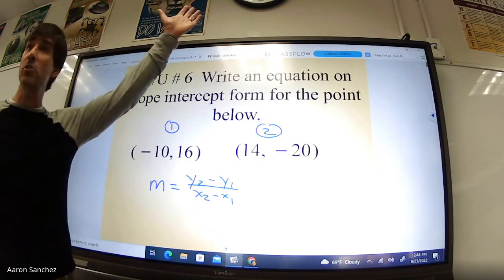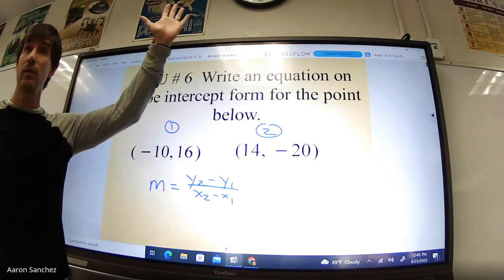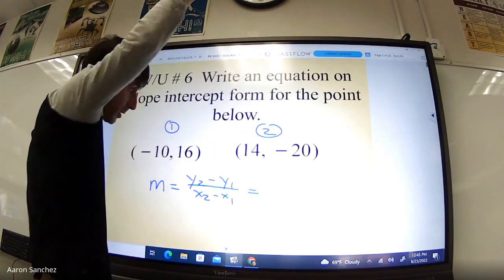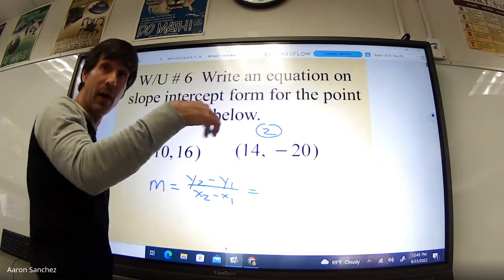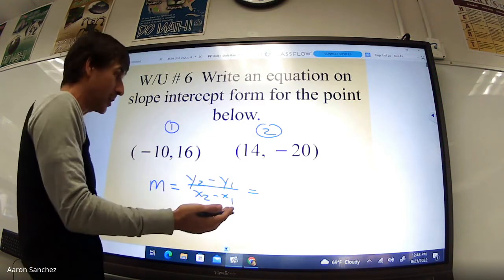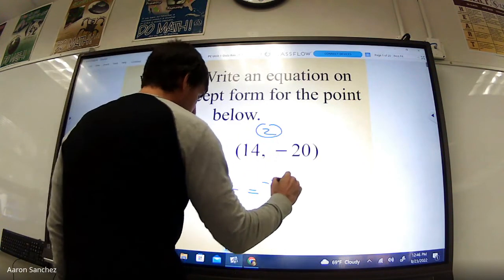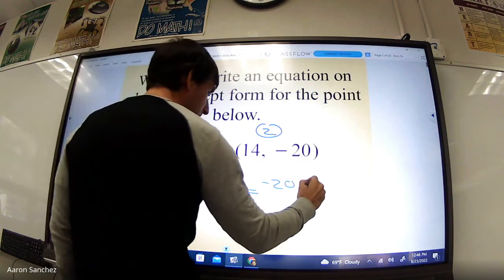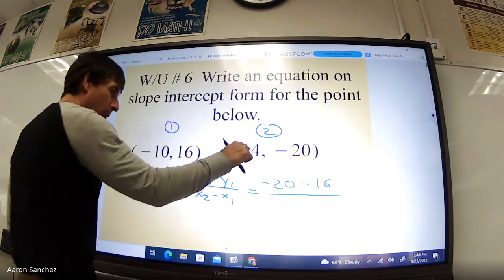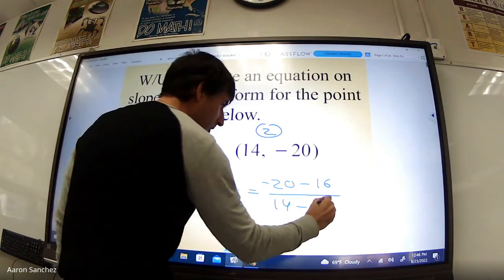Raise your hand if you already got the slope, Sensei. You don't have to go through this too slowly. Okay, those of you who are not raising your hand, raise your hand so I know, because that determines how the pace of the class is going to go. If you all know how to do this, you don't need me to show you how to do it. However, y2, negative 20, minus y1, 16, over x2, 14, minus x1, negative 10.